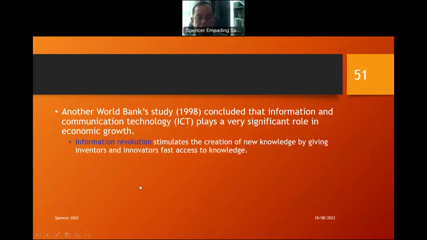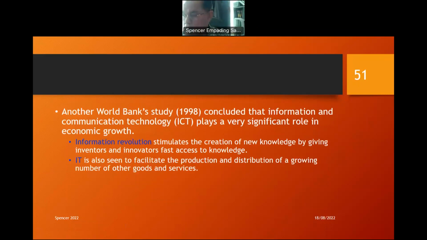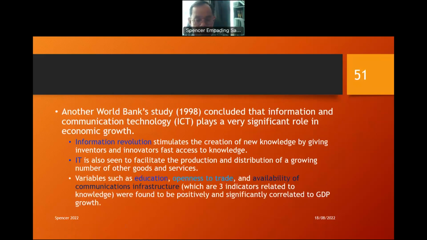Information revolution, according to the study, stimulates the creation of new knowledge by giving inventors and innovators fast access to knowledge. In other words, the ability to access all this knowledge. In the past, you might have waited months, but now you just have to hook to the internet, get yourself connected, and get the information online. IT is also seen to facilitate the production as well as the distribution of a growing number of goods and services. Variables such as education, openness to trade, and availability of communication infrastructure, which by the way are three indicators related to knowledge, were found to be positively and significantly correlated to GDP growth.